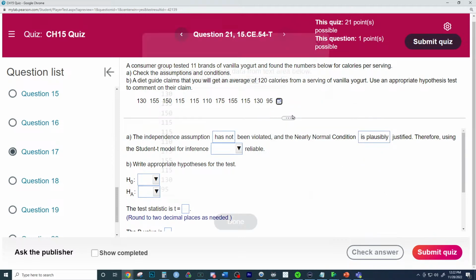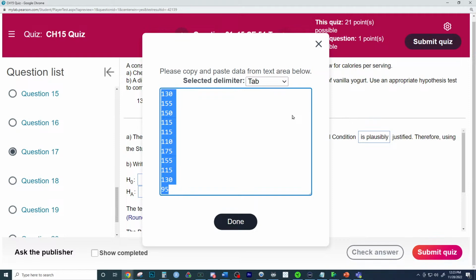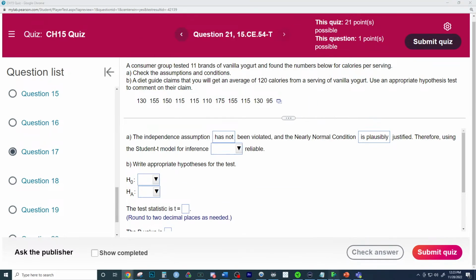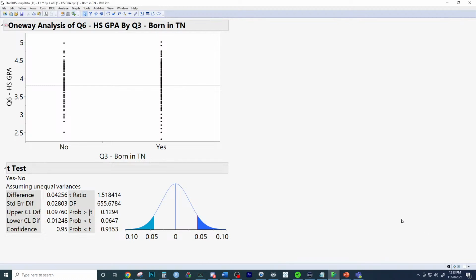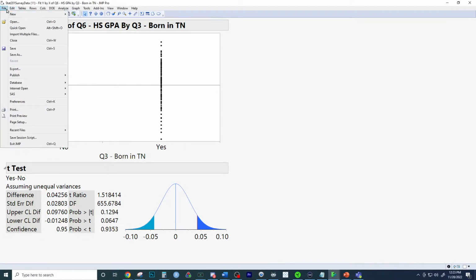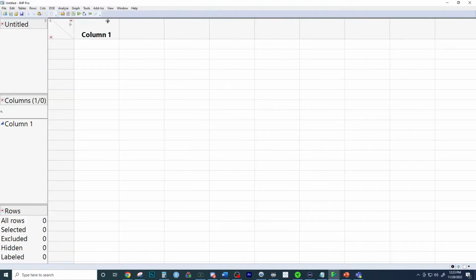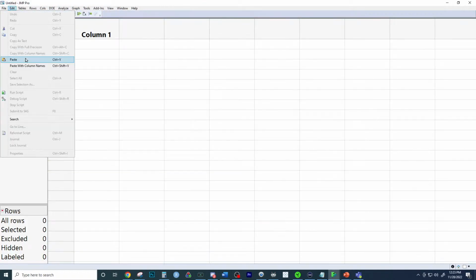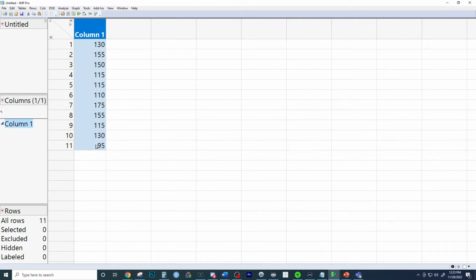You want to take your data, copy it to the clipboard, and hit Control-C. Once you've got your data copied, go to JMP and go to File, New, Data Table. Under File, New Data Table, go to Edit and then Paste. Don't paste with column names, and don't click inside of here. Here is your data. There's an extreme value there, and a few low values. It's kind of normal-ish. We'll see how it looks.